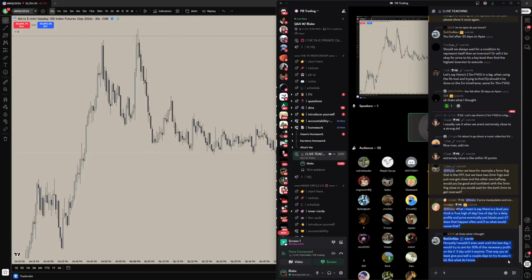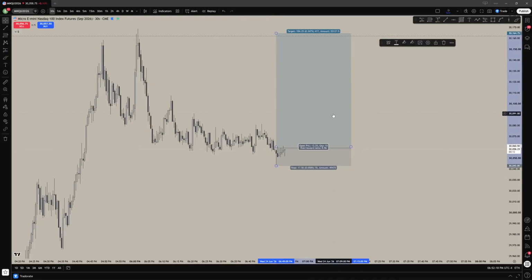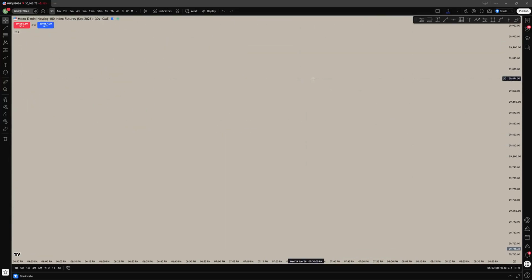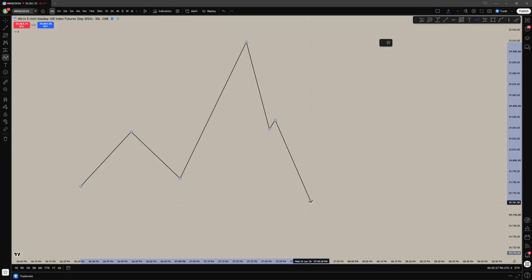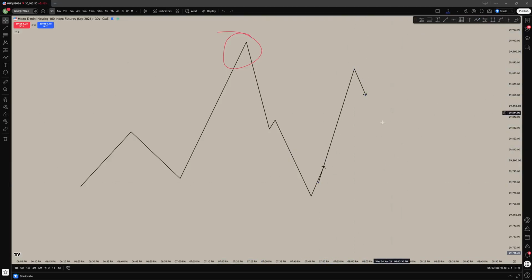What I mean is, say there's a level you think is true high of day or low, and price eventually just blasts past it. What causes that is if we complete the sell model or buy model that we were currently in that created that high or low of day. So for example, let's say London had a manipulation that looked like this. Then before New York, we ended up completing the sell model. Okay, then this high is no longer going to be a protected high and a true high of day, because now we're starting to get displacement back up towards this high, and we already completed the sell model.